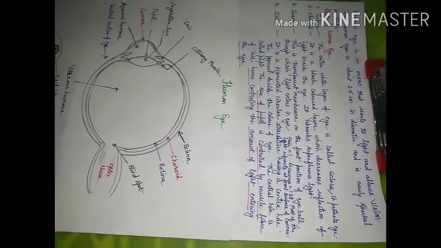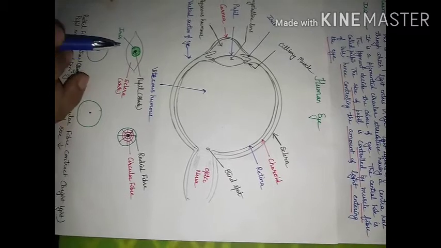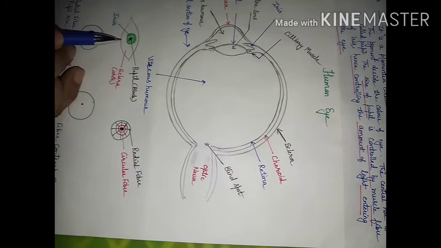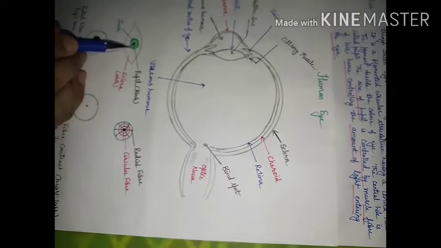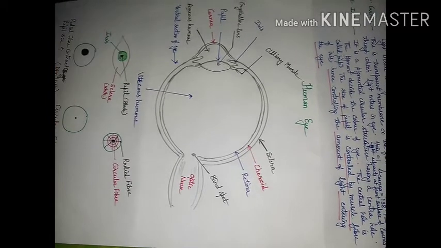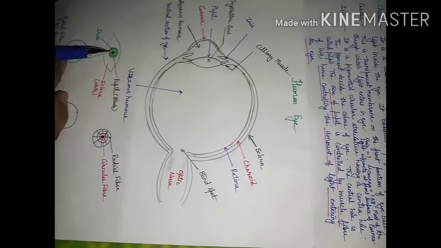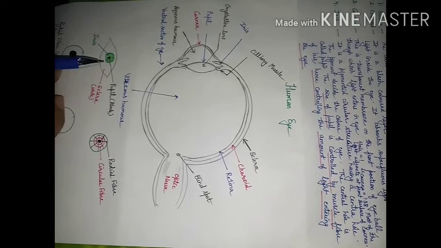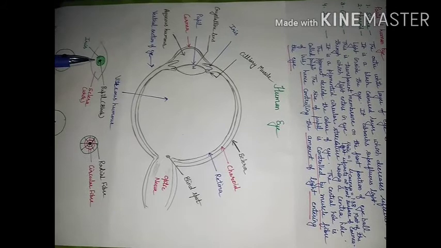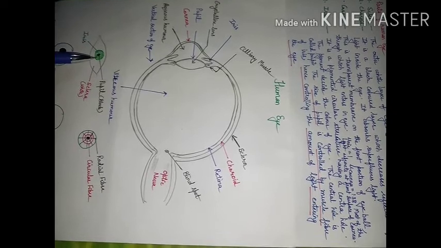If you see the iris in the front view of the eye, this green colored part, in some eyes it can be green, blue, or brown, because the color of the iris depends on the pigment present there. If white light falls on the iris and green color is reflected by a particular pigment, then the color of the eye will be green. If blue is reflected, the color of the eye will be blue. So the nature of the pigment present in that particular eye decides the color of the eye.